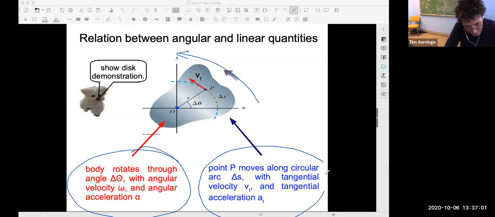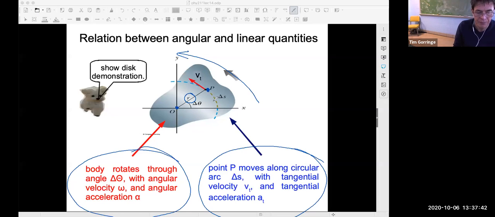Alternatively, maybe I could think about a particular point on the object. It's a little hard to see here, but I've drawn that point at distance r from the axis of rotation. And I could think about the arc that point will travel in and how far it travels in meters. And I could think about the velocity, what we would call the tangential velocity, tangent to this circular path of that point at any moment.